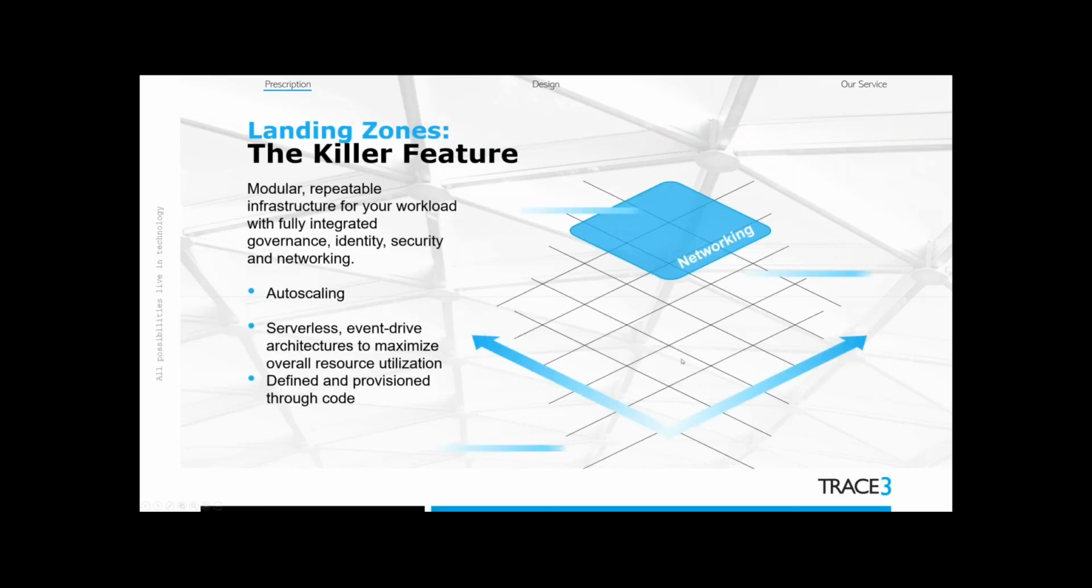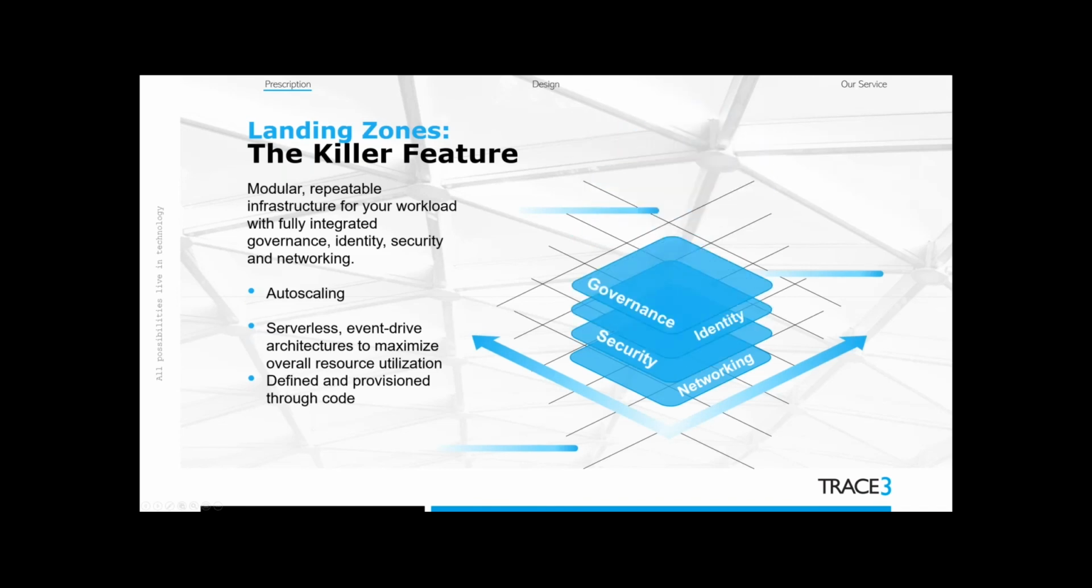So ultimately, the killer feature that we see from a landing zone perspective, right, is this modular, repeatable infrastructure. And it's fully integrated. So things around governance, identity, security, and networking are all part of the cloud landing zone capacity and architecture that Trace3 helps design. We make sure we build in things like auto scaling, serverless, event-driven architecture, right, to maximize your overall resource utilization. And we make sure this is all defined and provisioned through code.